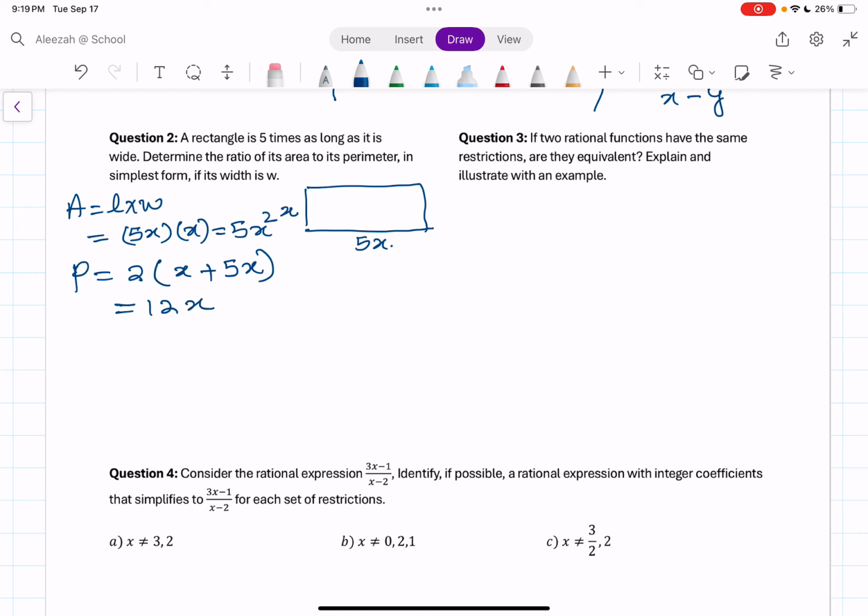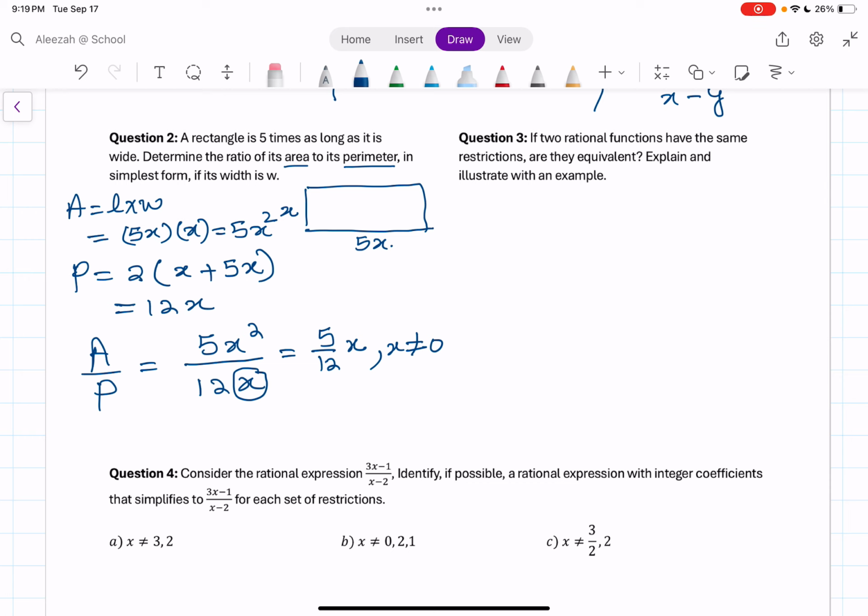And now you have to find the ratio of its area to the perimeter, so area divided by perimeter. Area is 5x squared and the perimeter is 12x. Now you simplify. We cannot divide 5 and 12, and x squared divided by x is simply x. So my answer is 5x over 12. Okay, and here, because we have a variable in the denominator, the restriction will be x is not equal to 0.